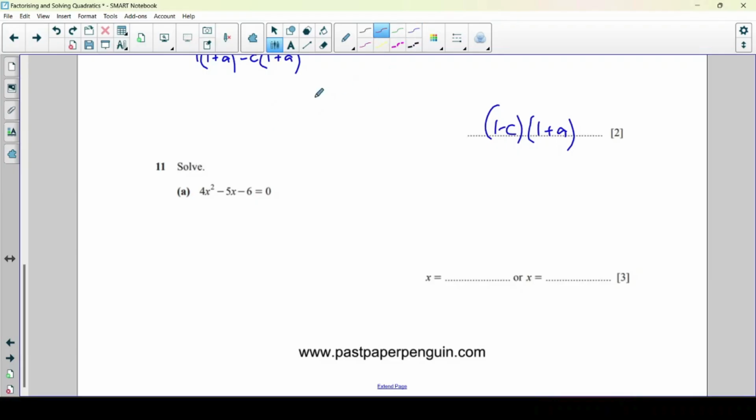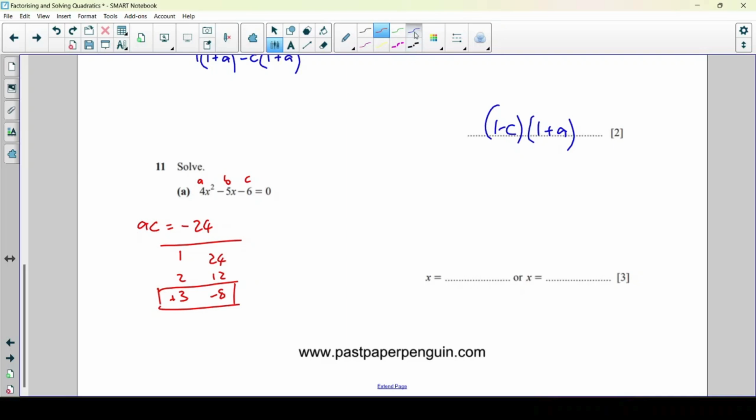And we've got an AC method again, so let's write down A, B, C. And AC is 4 times minus 6, so that's minus 24. One's positive, one's negative. We want them to have a difference of 5. It's not 1 and 24. It's not 2 and 12. It is 3 and 8. We want minus 5, so we want it to be plus 3 and minus 8.